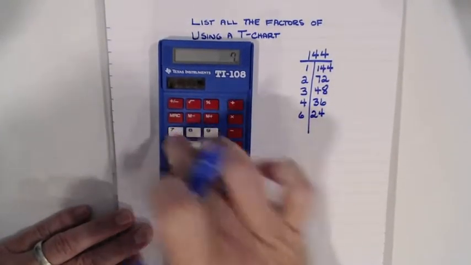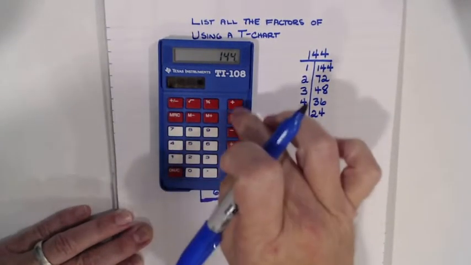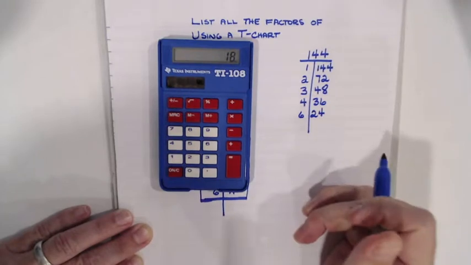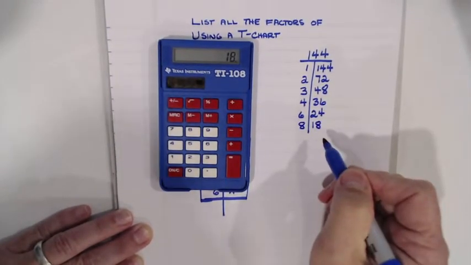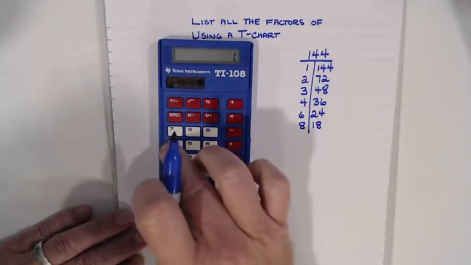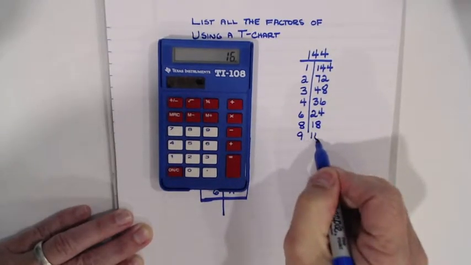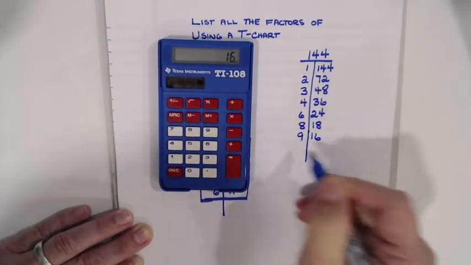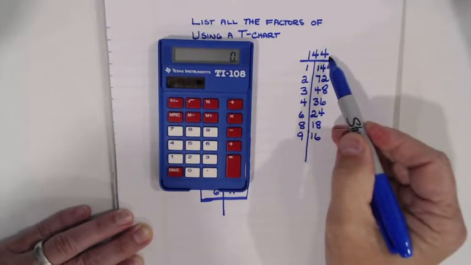Let's try 7. 144 divided by 7. 7 won't go into 144. 144 divided by 8. 8 and 18 are factors of 144. Let's try the next number after 8, which is 9. 144 divided by 9. 9 and 16. The number of numbers I need to check is getting smaller and smaller. No reason to check 10 because this number doesn't end in a 0.